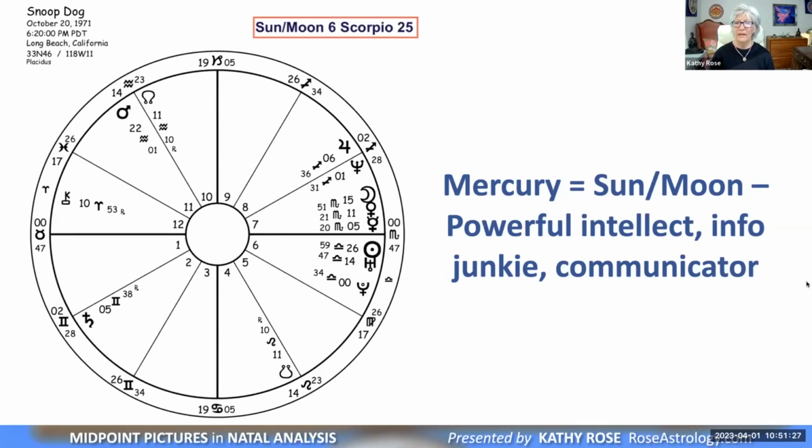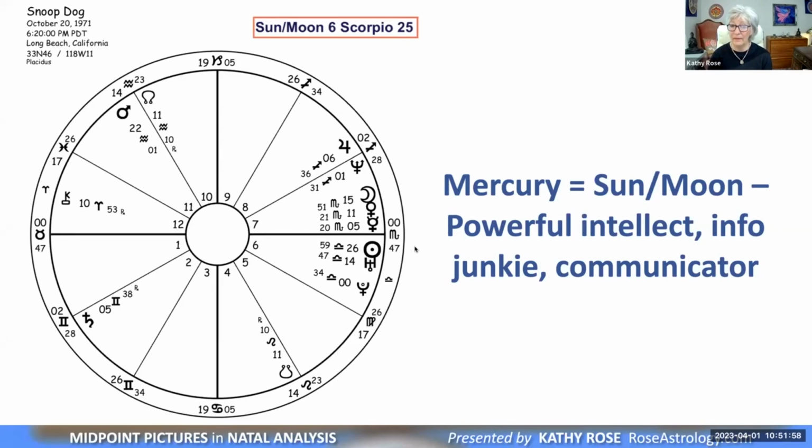Very often there is an information junkie signature, high communication needs, and usually they're very, very bright people. On screen is the chart for Snoop Dogg, the famous rapper, the high communicator musician, right? Makes sense. And he has Mercury equals sun moon. His sun moon midpoint is 6 Scorpio. So if you look and you see the halfway point between his sun and moon on the chart, you can imagine that that would be Mercury.